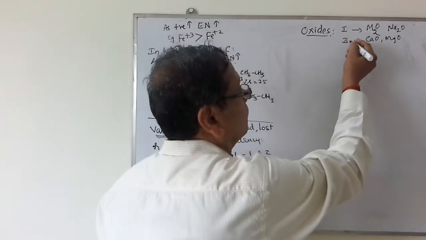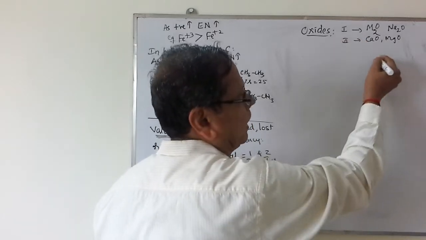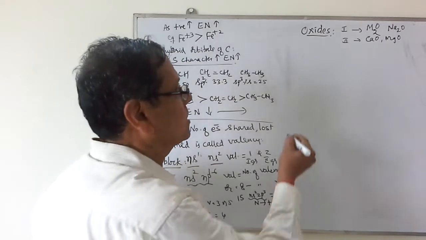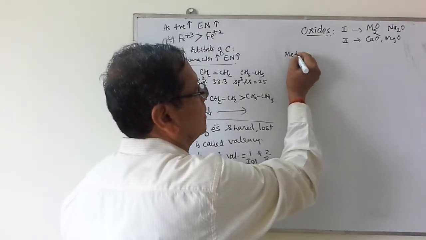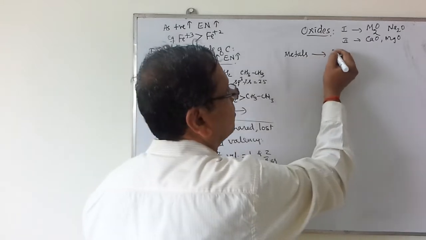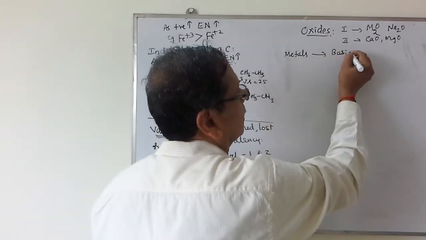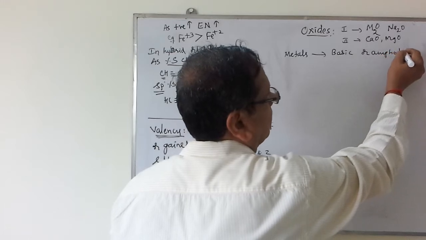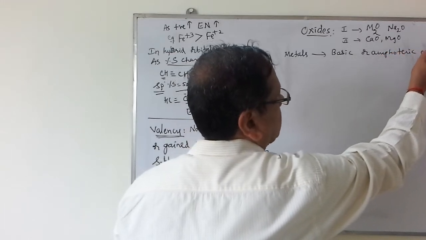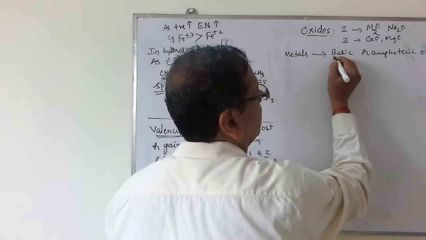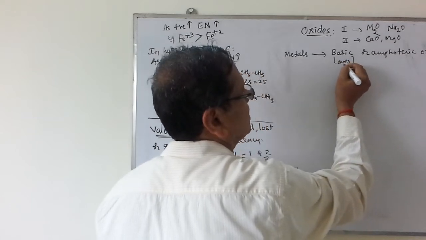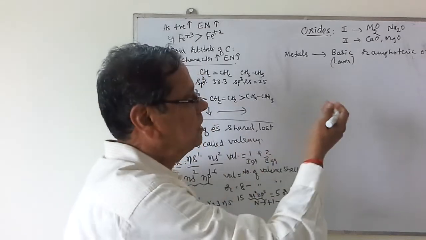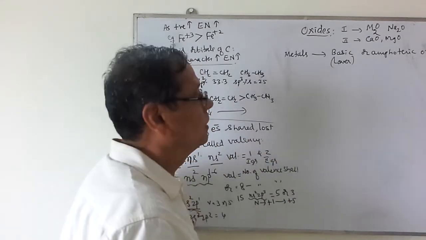So, when we move from left to right, if the elements are metals, metals will form either basic or amphoteric oxides. Especially in the lower oxidation state, they form basic oxides. In the other oxidation state, they show amphoteric behaviour.